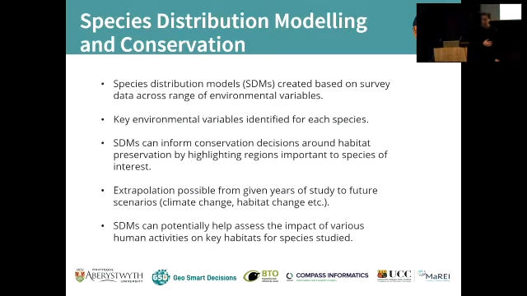Species distribution models can inform conservation decisions if we've got a better idea of which habitats are being used at different times. Potentially that can have an impact on conservation efforts. And in some cases, it's possible to extrapolate from a given data set. I've got quite a long data set in this study where we go from 2003 to 2019, and then potentially we can extrapolate to the future to see what's going on. And this can potentially help assess the impact of various human activities on key habitats for the species under study.